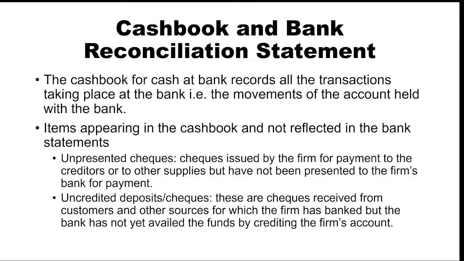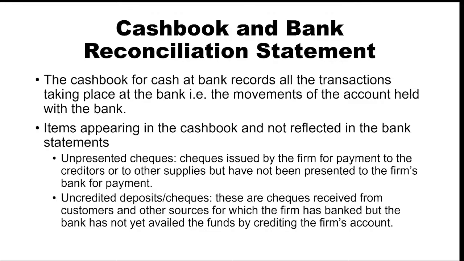Let's look now at the cash book and bank reconciliation statements. So the cash book for cash at bank records all the transactions taking place at the bank. That is the movement of the account held with the bank. So this one, items appearing in the cash book are not reflected in the bank statement. We have unpresented checks.